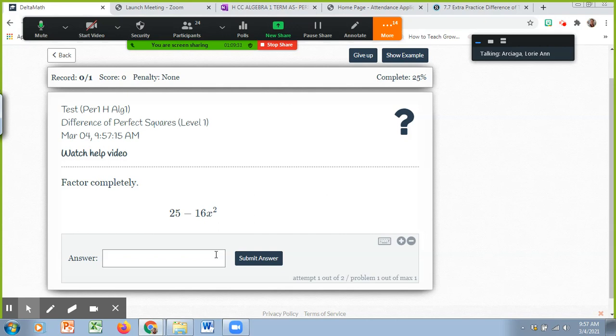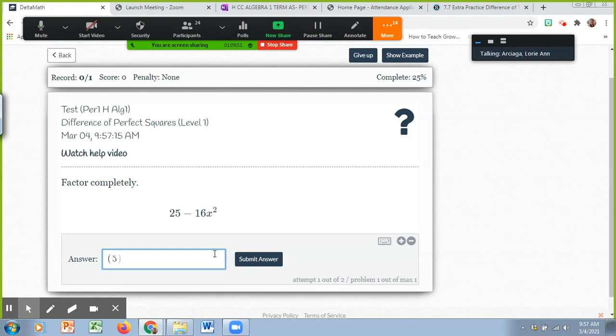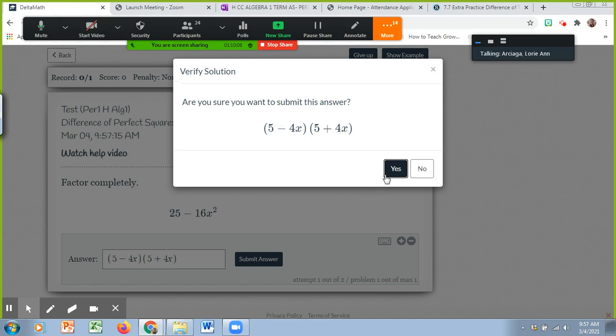Okay, 25 minus 16x. 25 minus 16x. So 25 is, what are the factors or the square root of 25? 25 is 5 times 5, isn't it? Yeah? So we go 5 minus the square root of 16 is 4. So minus 4x. And then copy the same factor, but just change the sign. Okay, submit answer.